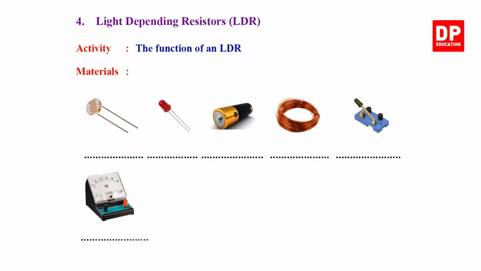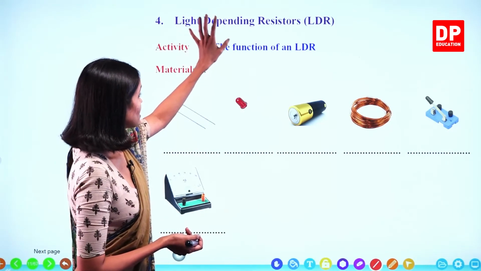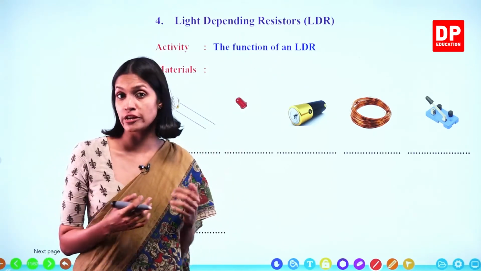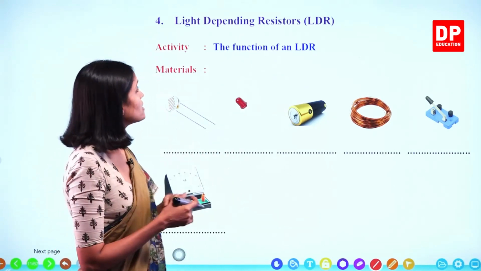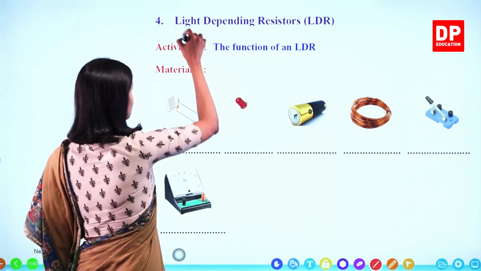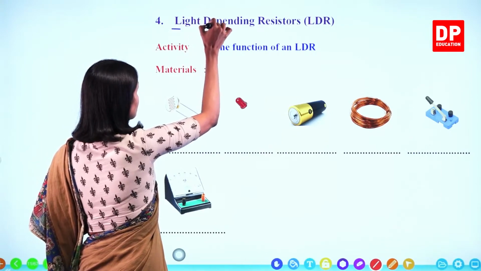Light dependent resistors, or LDR. This is also an electronic component, used to make different types of electronic circuits. Okay, so LDR, light dependent resistor.